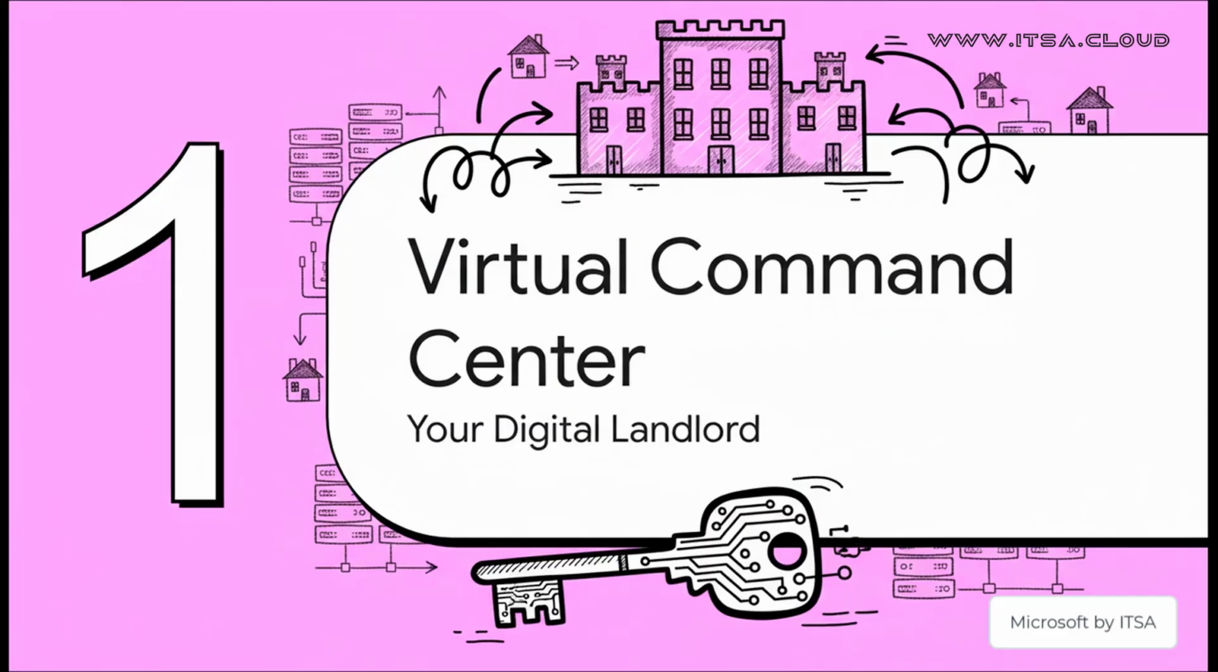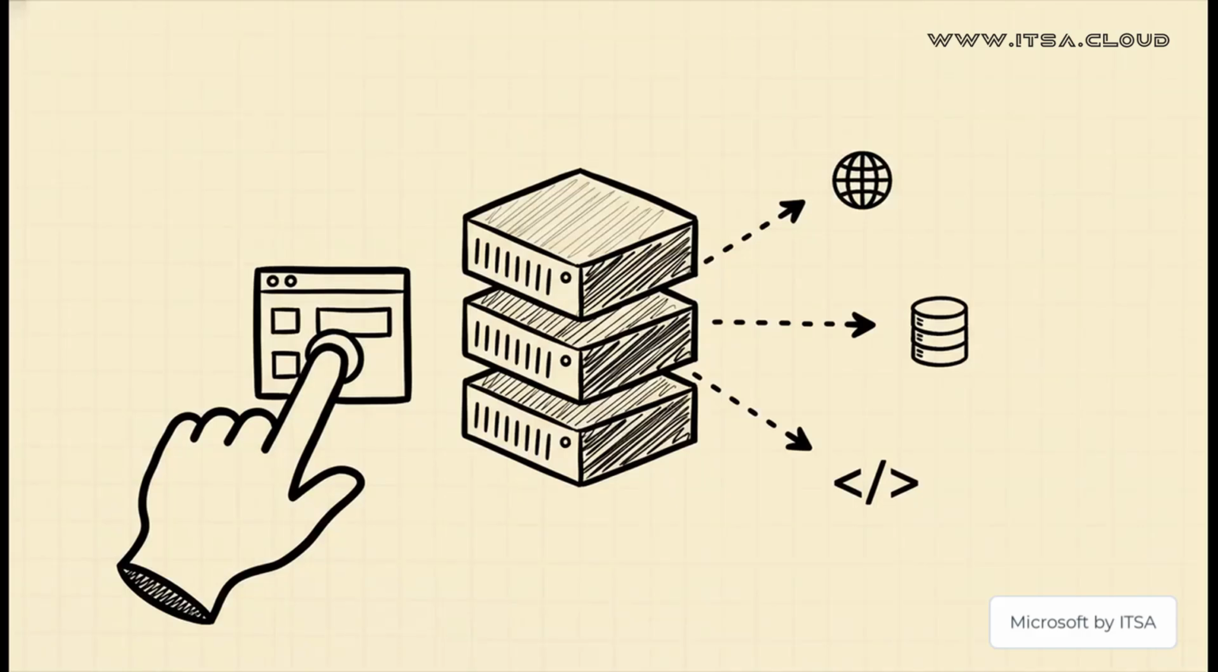I really love this digital landlord analogy because it just perfectly captures what Hyper-V Manager does. It's not just some boring list of machines. It's the interface you use to manage your entire virtual property. And here's where the real magic of virtualization happens. You take one physical box, right? One set of processors, one big pool of memory, and you use this control panel to just slice it up.